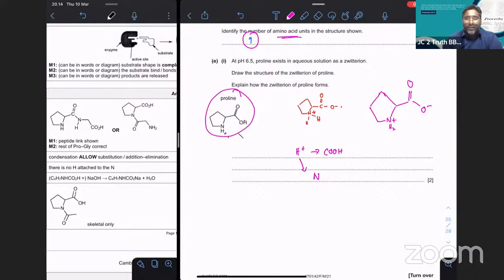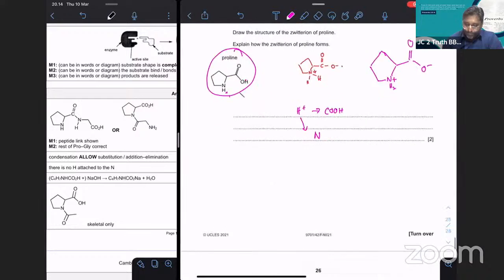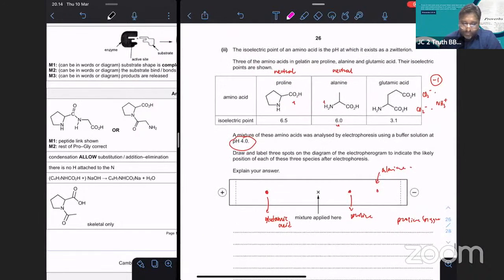Okay, so you explain about that. Now the isoelectric point is going to be the pH where it exists as a zwitterion. Three of the amino acids are proline, alanine, and glutamic acid. Their isoelectric points are shown. So we know that at these isoelectric points, they are going to exist in the form of a zwitterion.